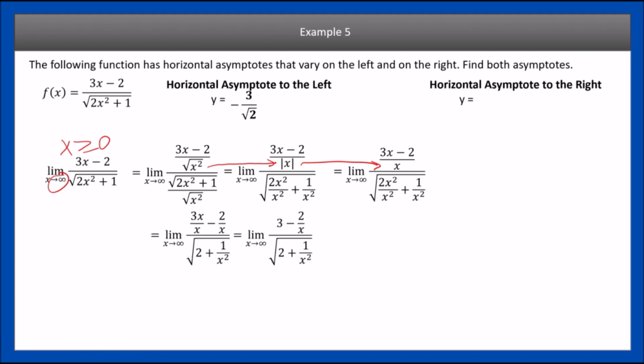So notice that it's just going to cancel out here. And then if we plug in the infinite limit, we get positive 3 over square root of 2 instead of negative, because we no longer have the negative from the absolute value. Therefore, the horizontal asymptote to the right is positive 3 over square root of 2. All right, so this is an example where the horizontal asymptote to the left and to the right actually varies.